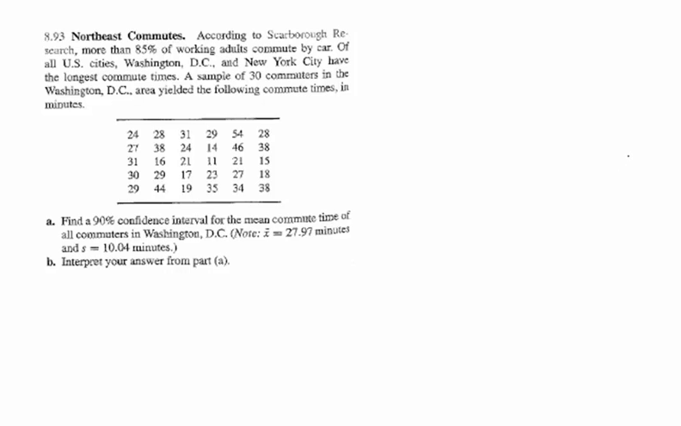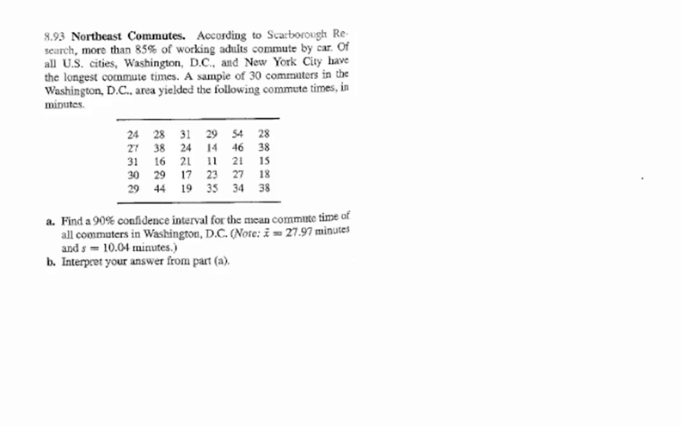Of all the U.S. cities, Washington, D.C. and New York City have the longest commute times. A sample of 30 commuters in the Washington, D.C. area yielded the following commute times in minutes. And then they have: find a 90% confidence interval for the mean commute time of all commuters.